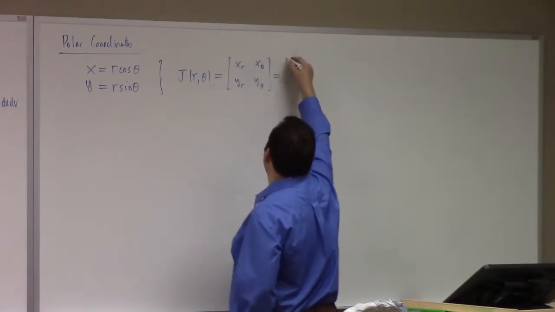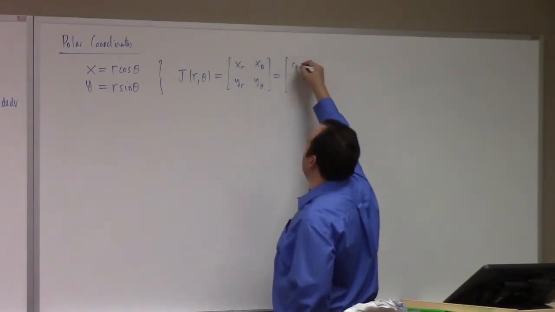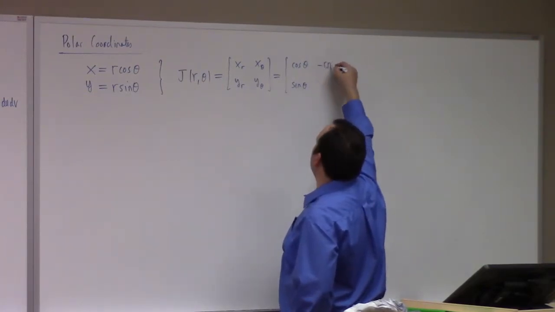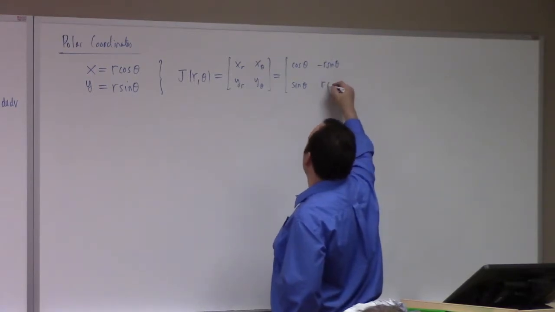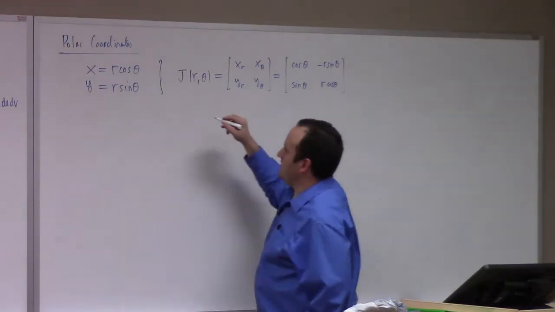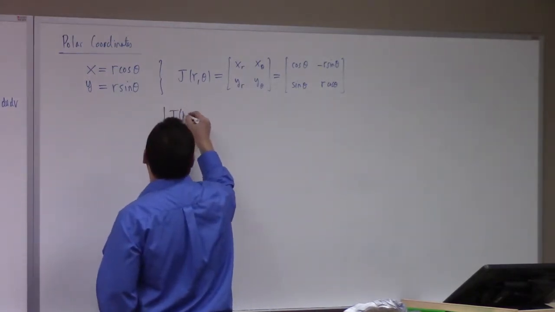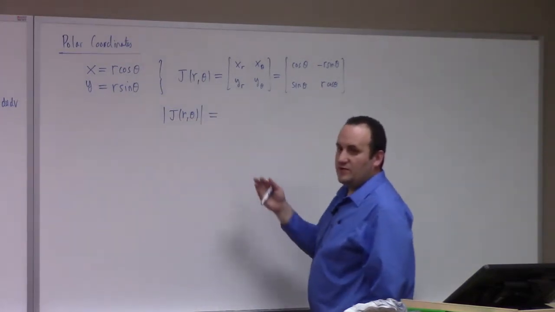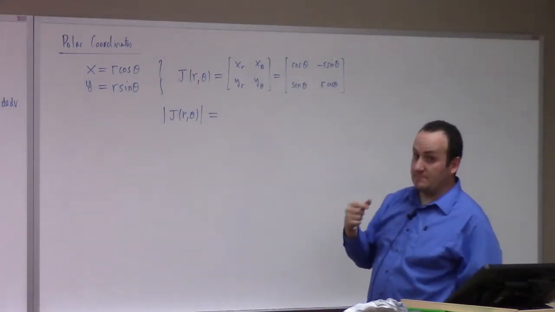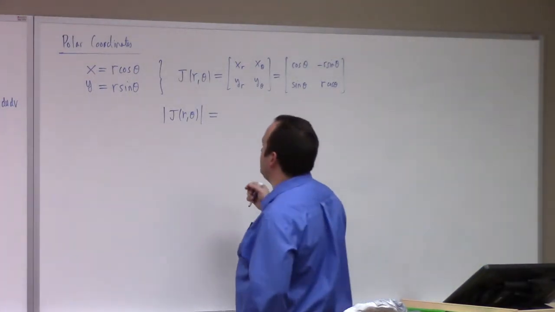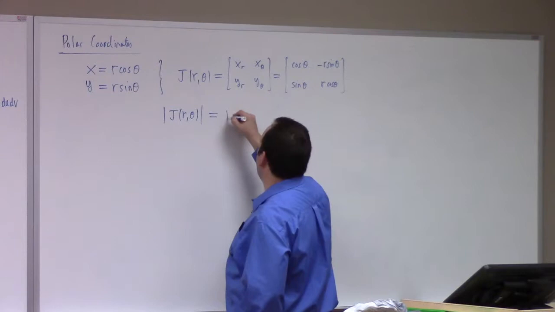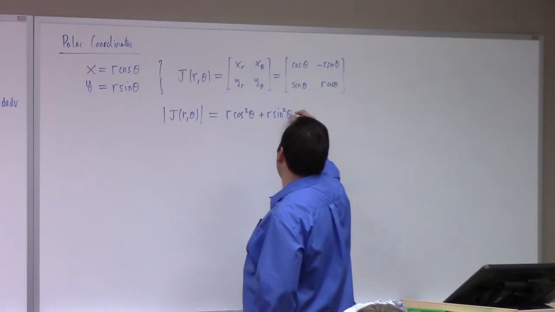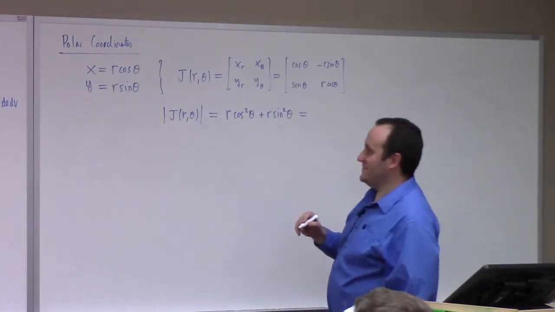What is that? Yeah, cosine theta, sine theta, minus r sine theta, r cosine theta. So what's the determinant of the Jacobian matrix of r and theta? Or you could just say the Jacobian determinant. What's the Jacobian determinant? We've got r cosine squared theta plus r sine squared theta, otherwise known as r, right?